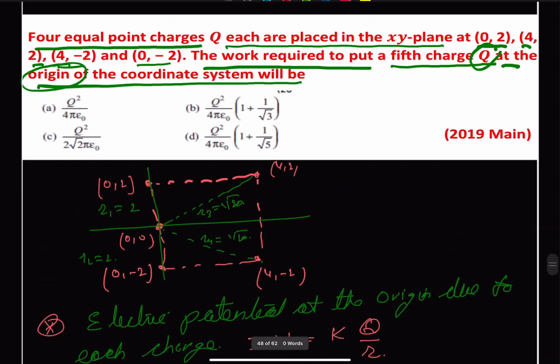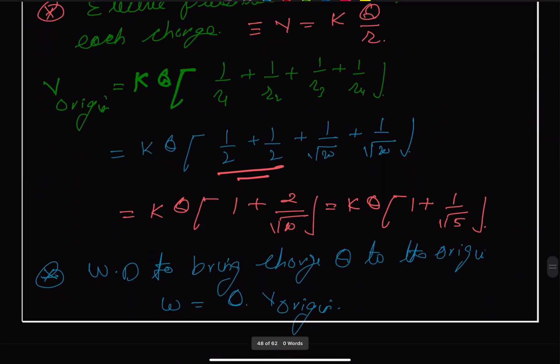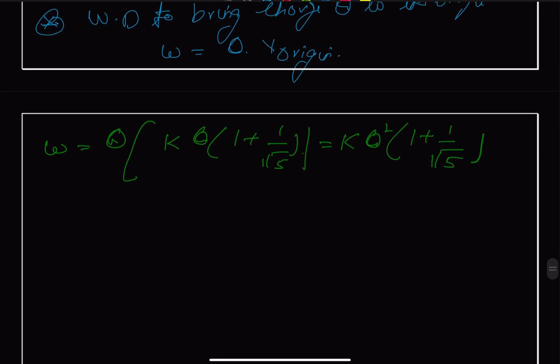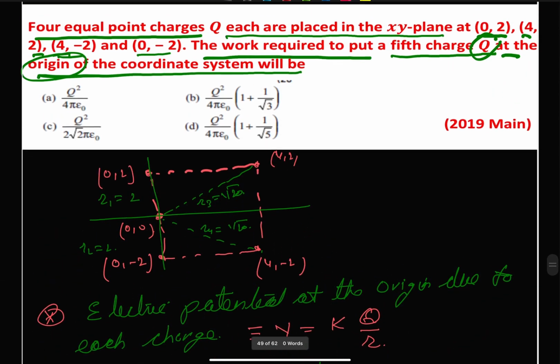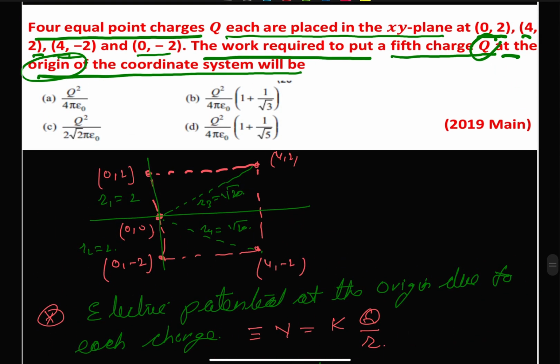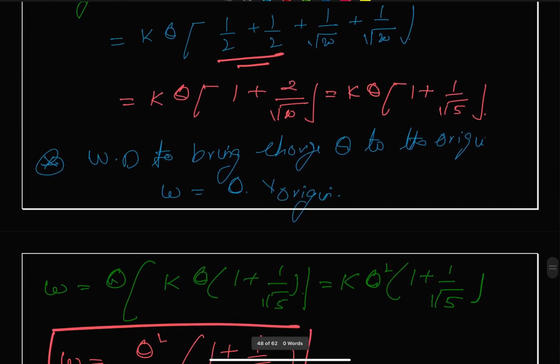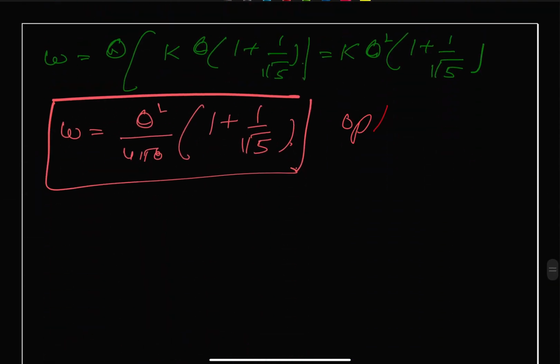Okay, so the value of K becomes Q squared upon 4 pi epsilon naught, and 1 plus 1 upon square root of 5. So this is our work done. Option D is the correct one. Option D is correct. Next question.